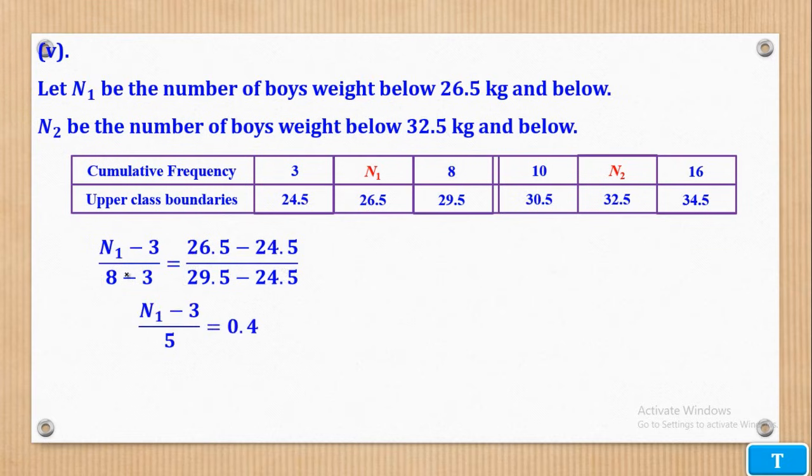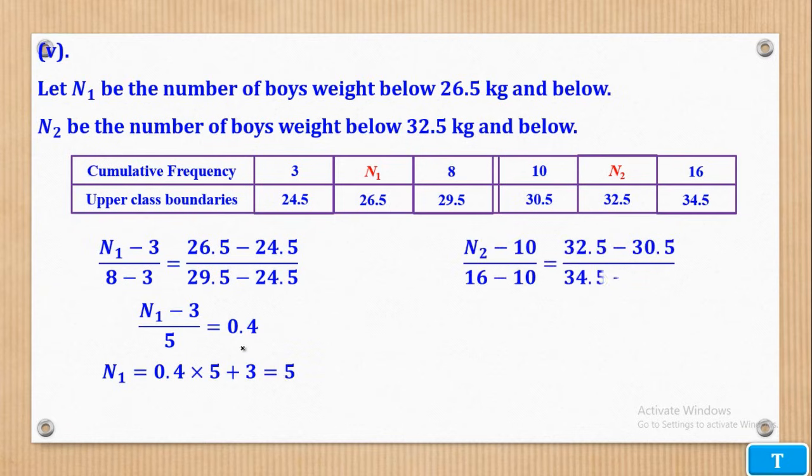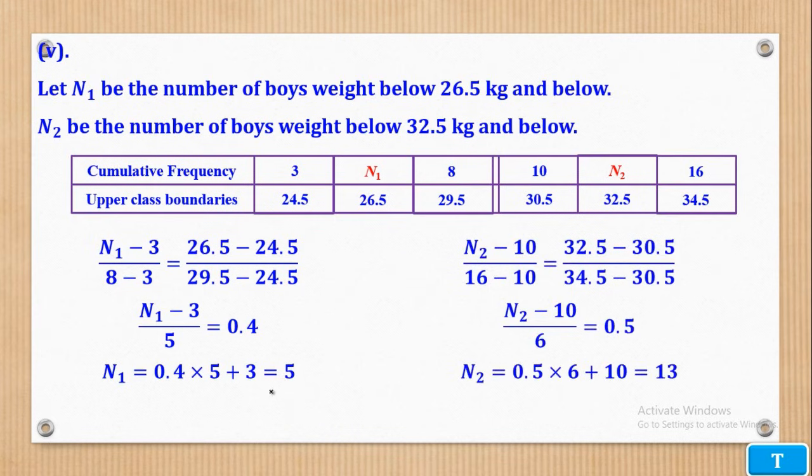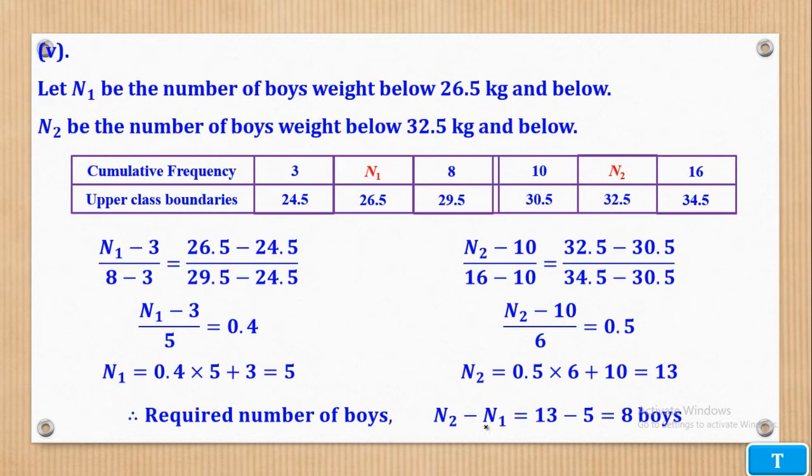Therefore, next is to substitute, simplify, and make n1 the subject. Now we shall do the same for n2 and make n2 the subject. Now that I've got the two, I can get the required number of boys because they're in between those two. So it will be 13 minus 5 to give you 8 boys.